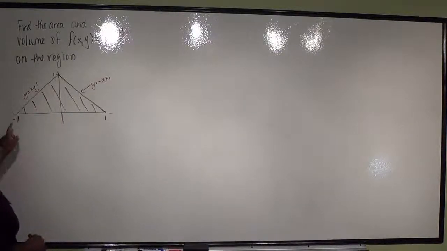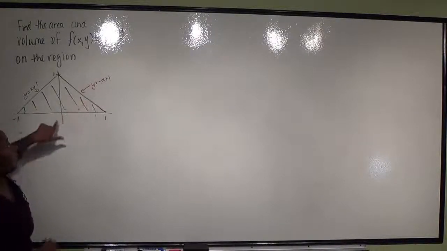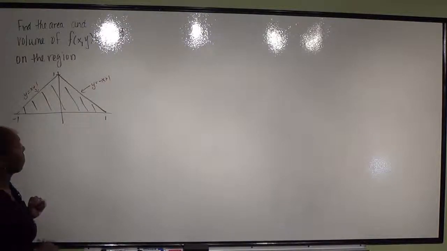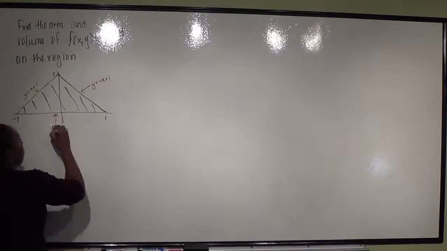And again, we can check those. At negative 1, we get 0. At 0, we get 1. Here at positive 1, we get 0. At 0, we get positive 1. Okay. And of course, this line down here, this is just y equals 0.